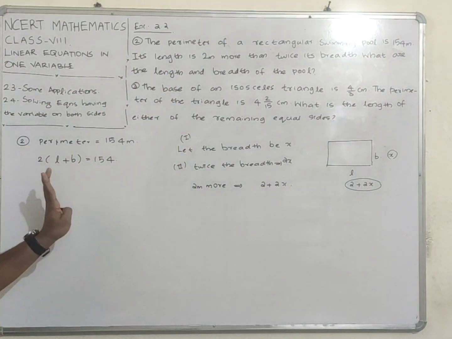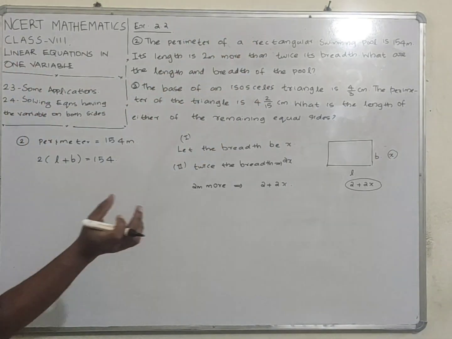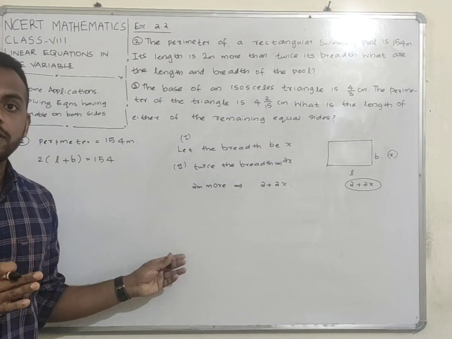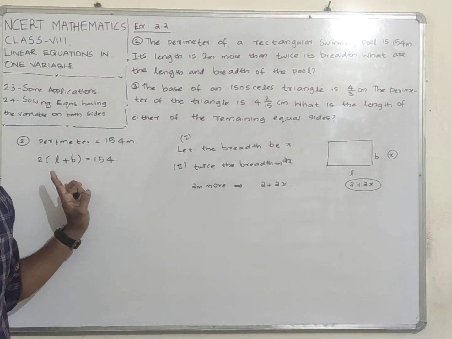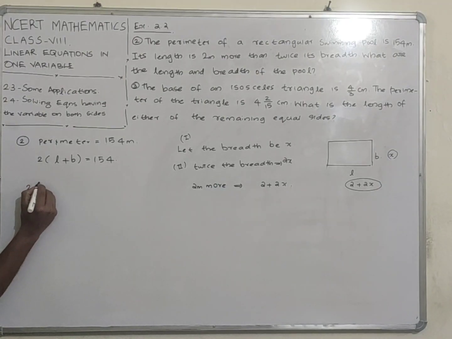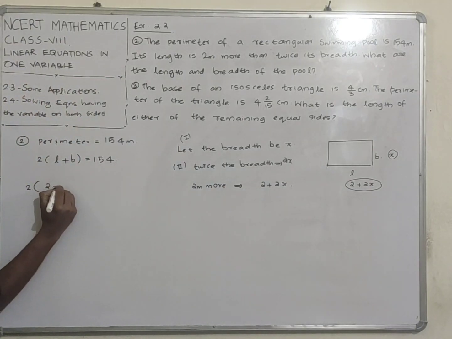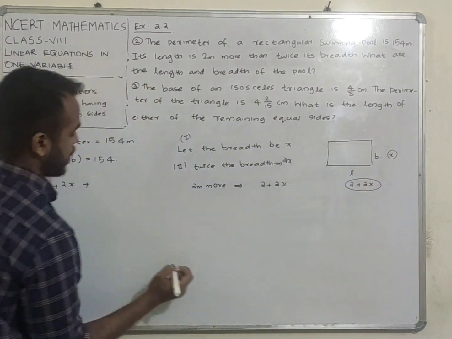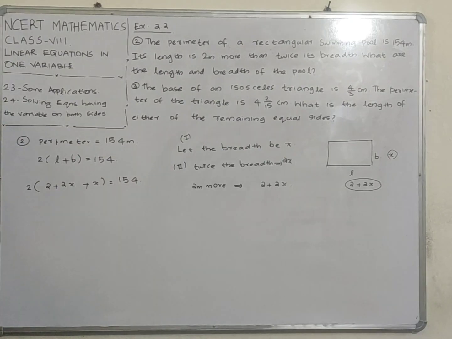Now, we have got one relation based on the length and the breadth. Just apply it to the mother equation that we have already got from the first statement. What is the first statement? Perimeter is 154 meters. So this problem would not have been solvable by us if you don't know the equation to find the perimeter of a rectangle. So make sure you know that. So instead of length, what can you put? Instead of length, we can put 2 plus 2x. And what is the breadth? Breadth is x. And it will be equal to 154.